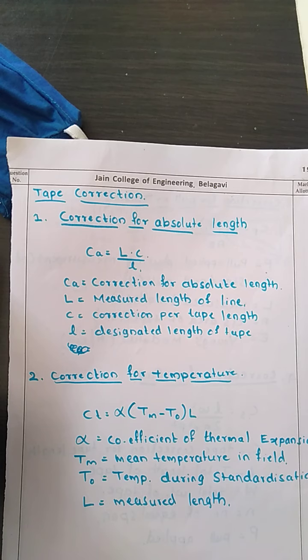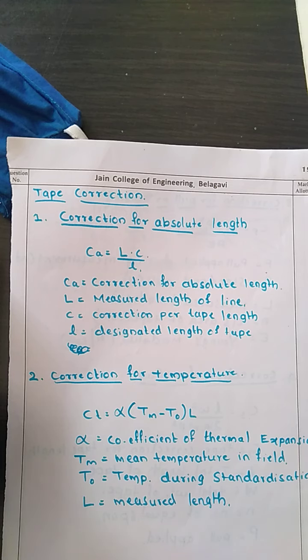Where CA is nothing but the correction for the absolute length, L is equal to the measured length of the line, whatever we are going to measure, then C is nothing but the correction per tape length. Small c is correction per tape length, and small l is the designated length of the tape. All these will be given to you, then you need to have the correction for the absolute length.